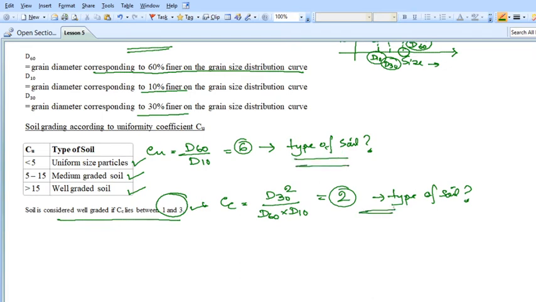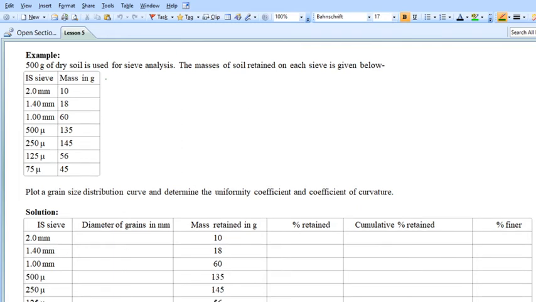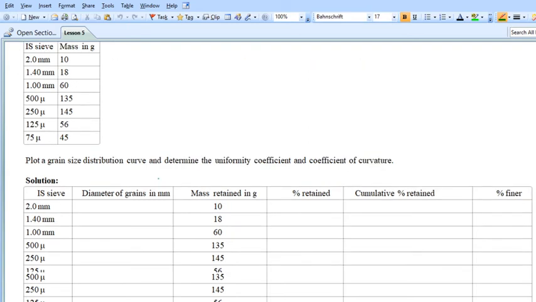Okay. Next, looking at the next portion, here I have given an example, a problem where 500 gram of dry soil is used for sieve analysis. The mass of soil retained on each sieve has been given below. It has been asked to plot a grain size distribution curve and determine the uniformity coefficient and coefficient of curvature. From these values, we can easily say whether the soil is well graded or uniformly graded.